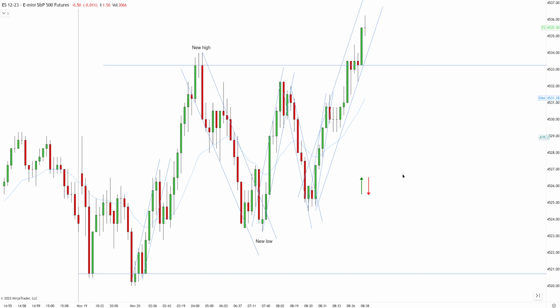Traders, welcome back to another price action trading lesson where we're going to dive deeper into understanding price action, how price action develops, and how to identify high probability setups using price action rules.